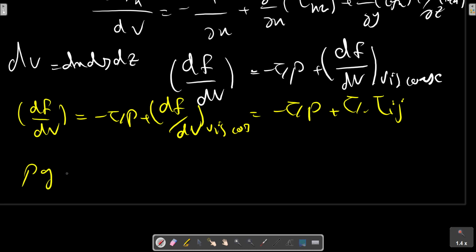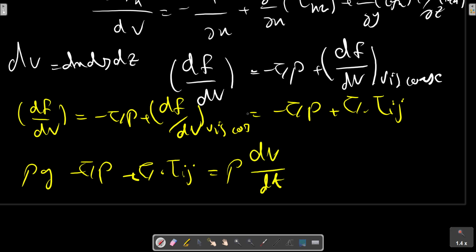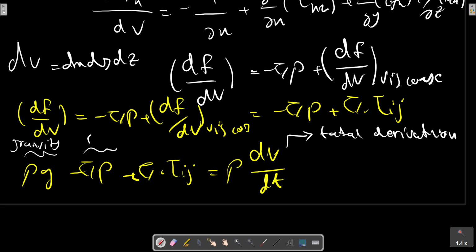Anyway, we have this relation for the continuity and momentum equation in a differential form. It is the material derivative, total derivative. This is due to the gravity, pressure, normal pressure, and viscosity.